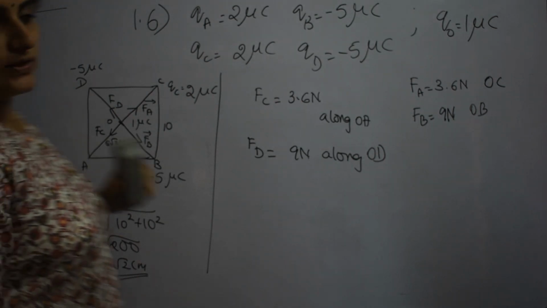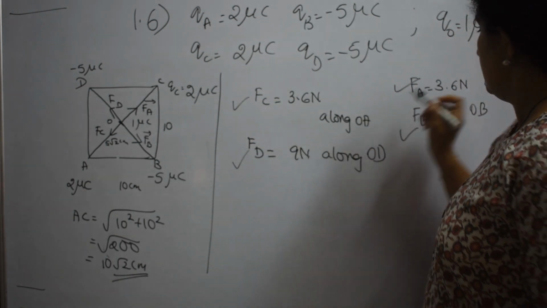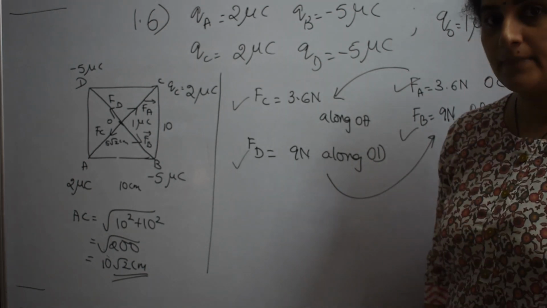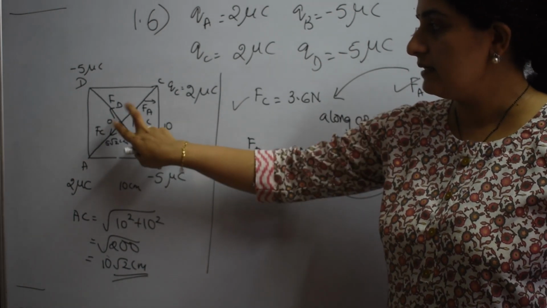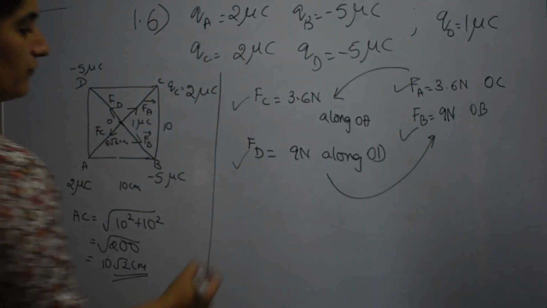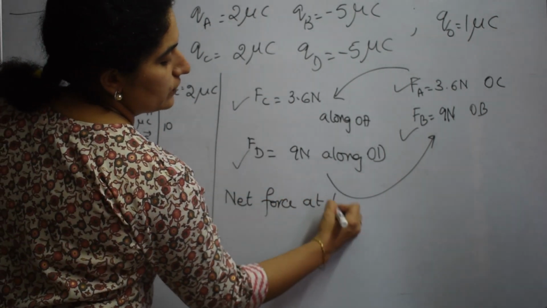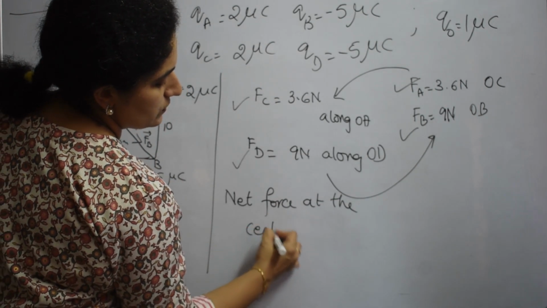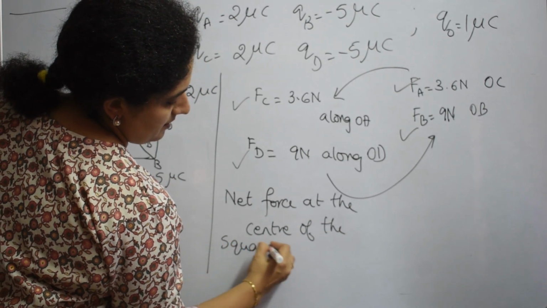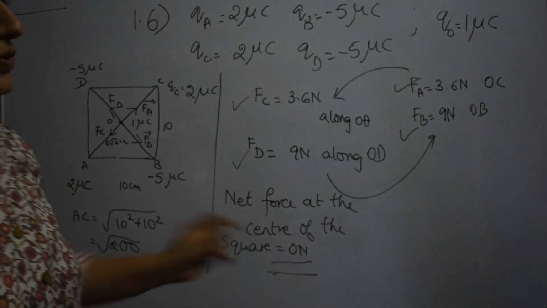Okay. So now you can see here FA, FB, FC and FD. So 3.6 and 3.6, these two are same. These two are same. Magnitude is same, but all are in the opposite directions at the center. So the net force will be 0. Net force at the center of the square is 0 Newton.